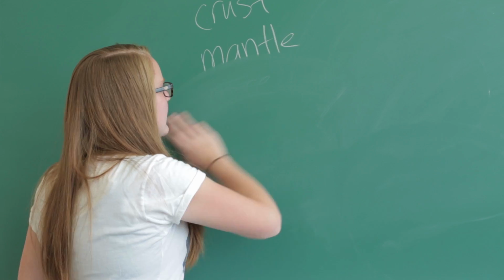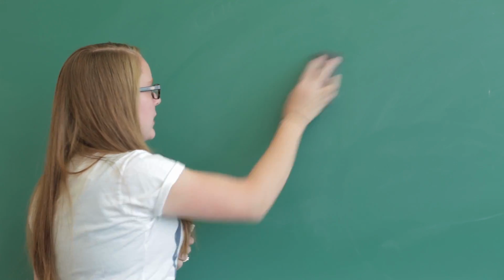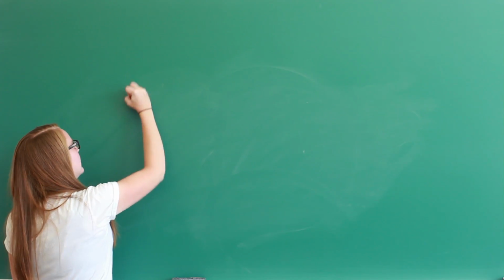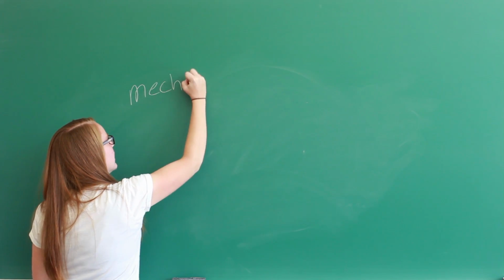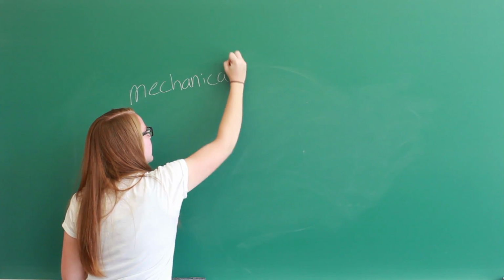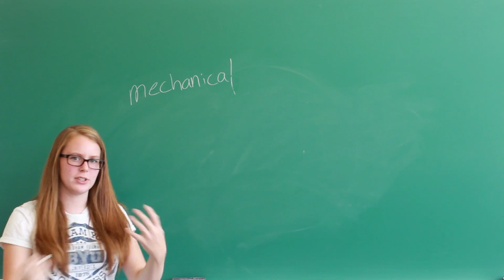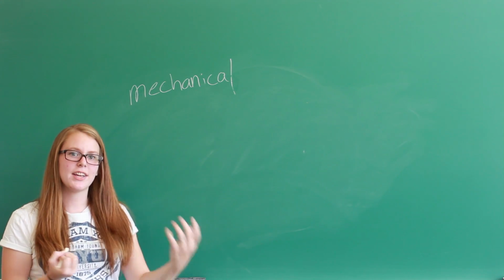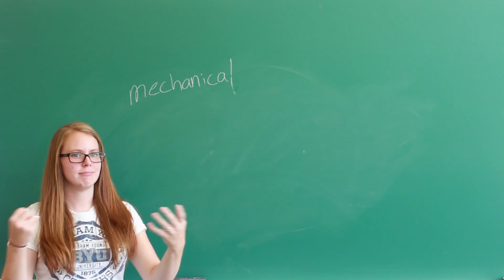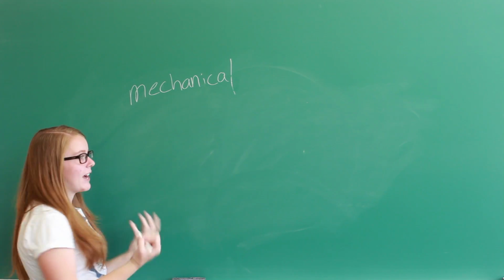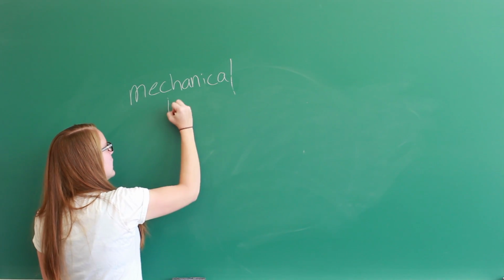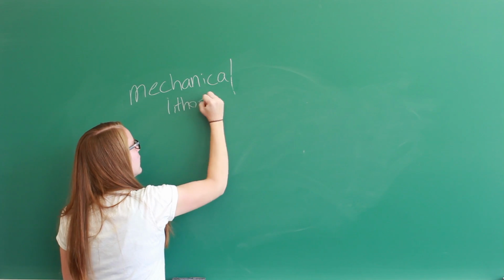Then the thing where it gets a little tricky is with our mechanical layers. Mechanical is how they react to forces and such, like if it's more solid or more liquid or something else. And there's 5 of these. Our first one is called the lithosphere.